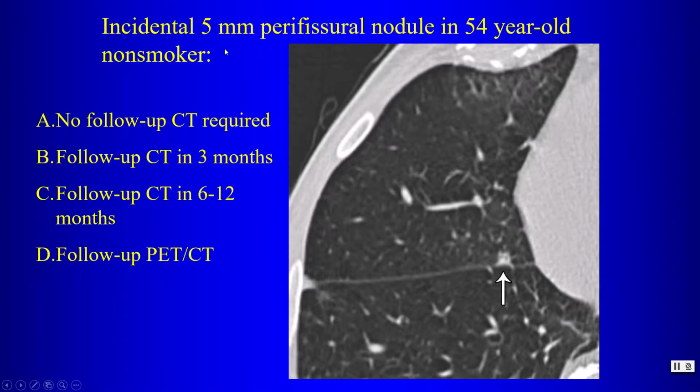So here's a 5 millimeter perifissural nodule in a 54-year-old smoker. So there's the nodule there. What do you think we should do here? I'll give you a second to think about it.